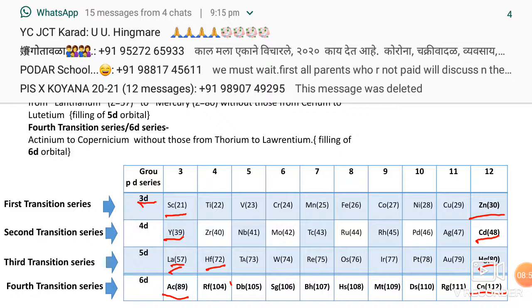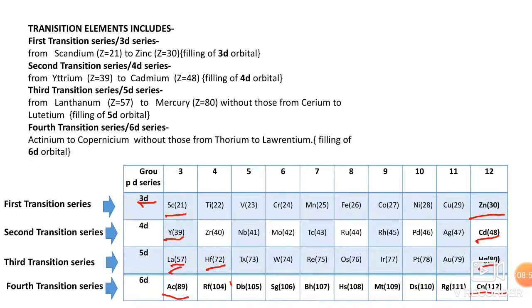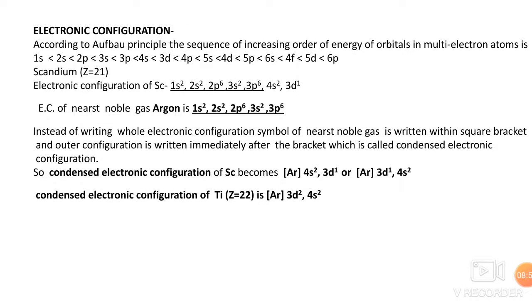Then the next point is how to write the electronic configuration of transition elements. Before that, we will just revise the sequence of atomic orbitals according to the Aufbau principle. According to the Aufbau principle, electrons will first enter the 1s orbital, then 2s, then 2p, and so on in increasing order of energy. We will also revise the maximum capacity of each subshell.